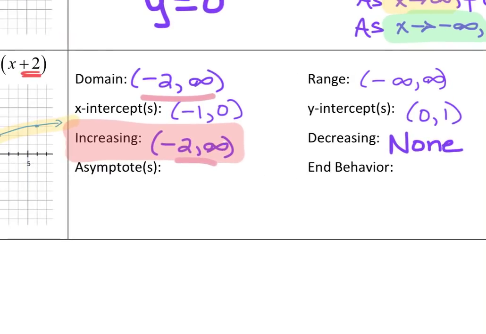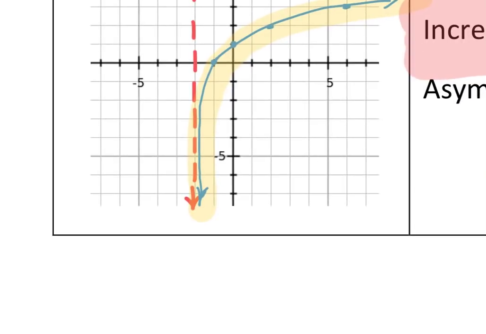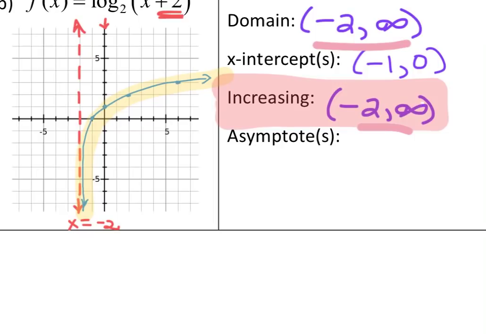We said that there's an asymptote here. I failed to write the equation for the asymptote. That's going to be x equals -2. A vertical asymptote has x equals. And so my asymptote for this graph is x equals -2.